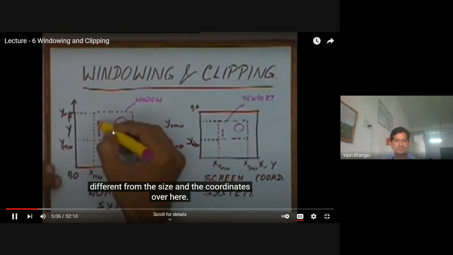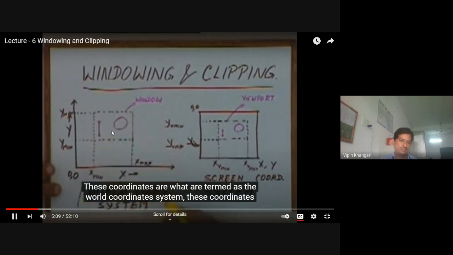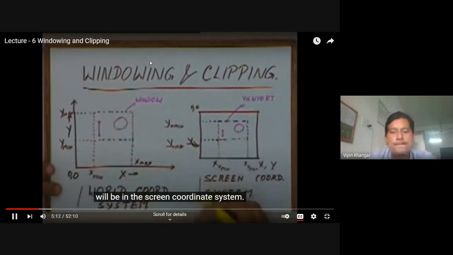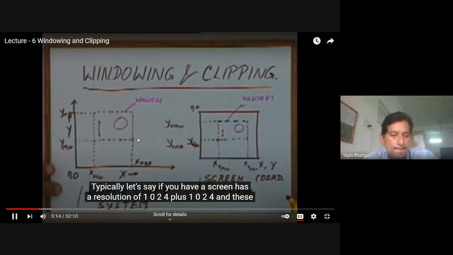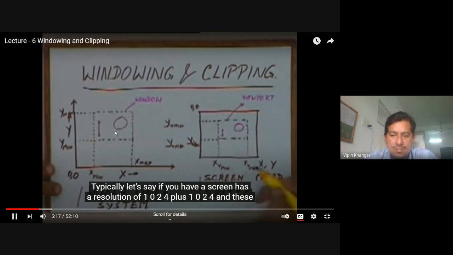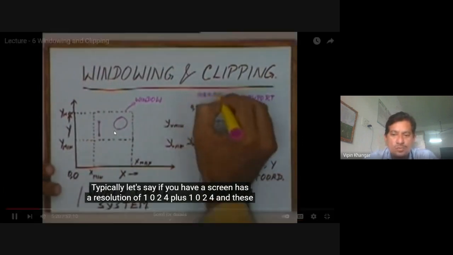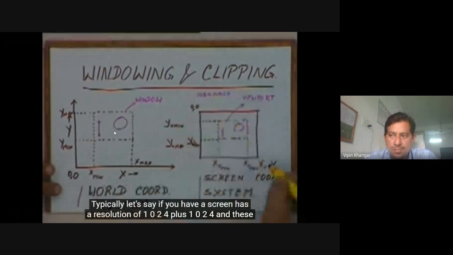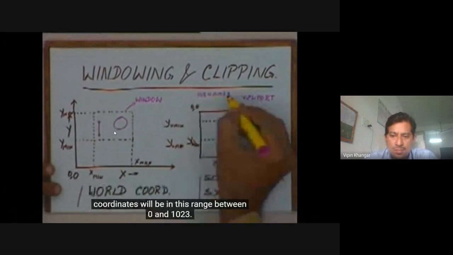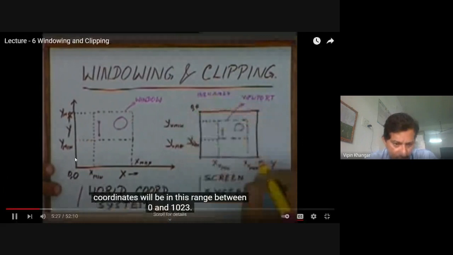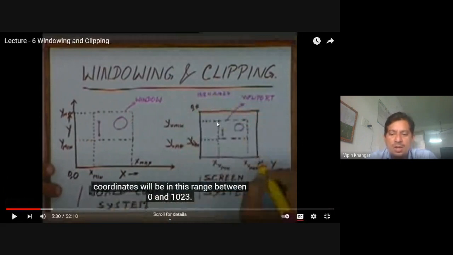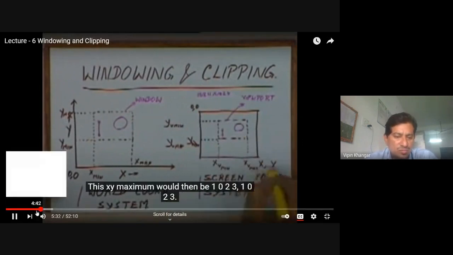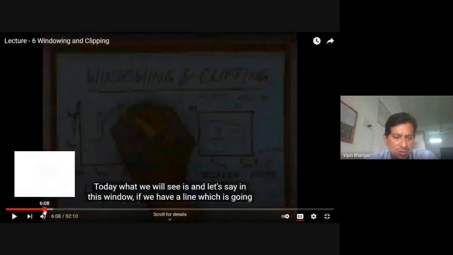These coordinates are in what is termed the world coordinate system. These coordinates will be in the screen coordinate system. Typically, let's say if your screen has a resolution of 1024 by 1024, then these coordinates will be in the range between 0 and 1023. We can take the viewport as any portion defined inside, or we can also take the maximum, 0 to 1023 pixel coordinates. We'll see just clipping here.